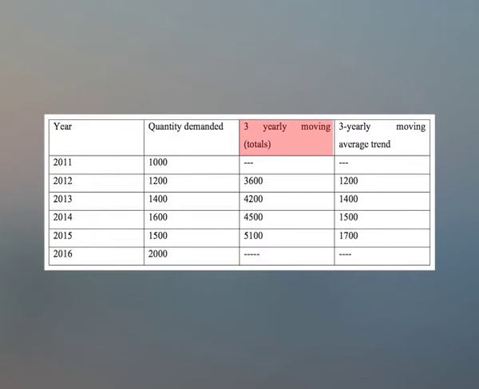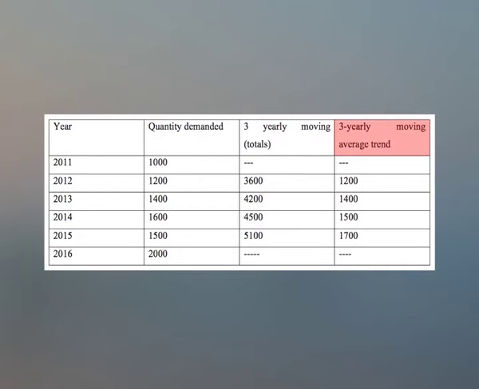Next column is 3 yearly moving total. In the first we will write nothing because there is no moving total, and for the second one we write 3600. Then for the year 2013 we will write 4200. Then for the year 2014 we will write 4500. Then for the year 2015 we have 5100.